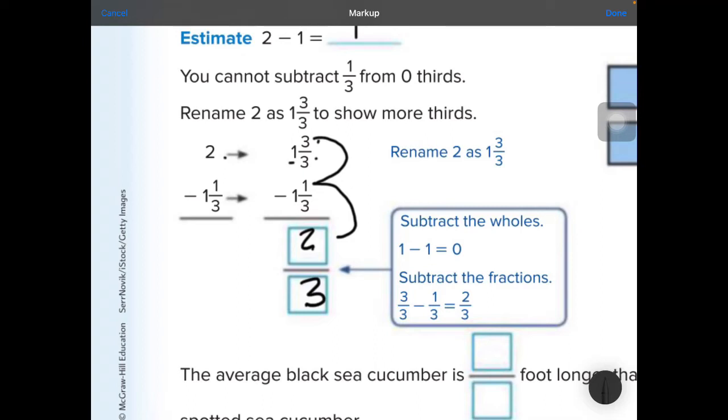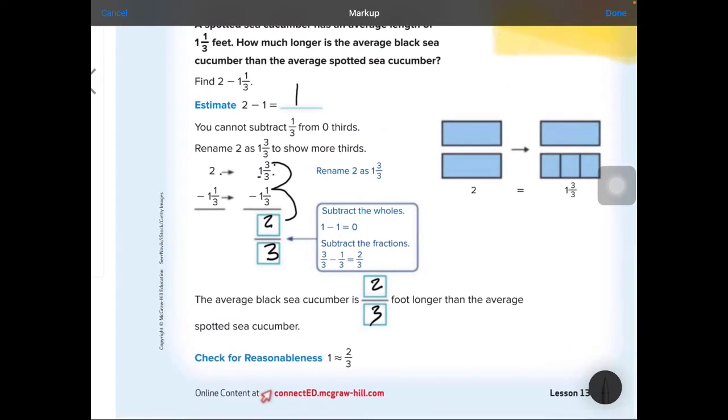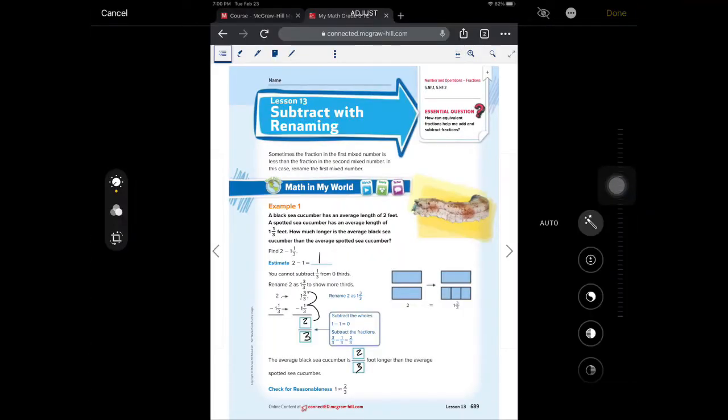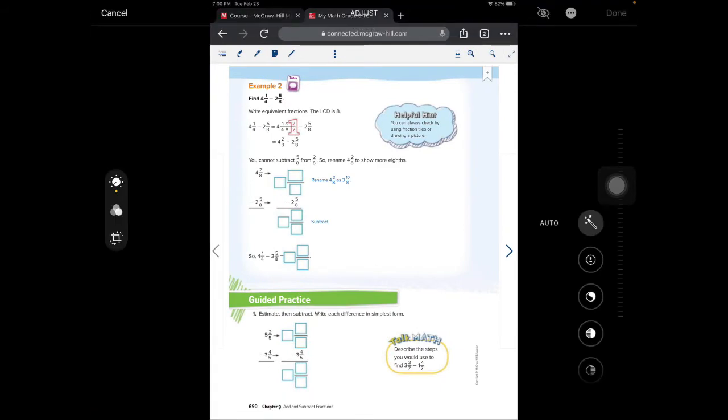We regrouped the numbers so that we could subtract. It still makes the same number. That still means 2. That still means 2. This just plays nicer together. Okay, do you follow with me? So then the average is 2/3 longer than the average spotted sea cucumber. They both look kind of creepy to me.